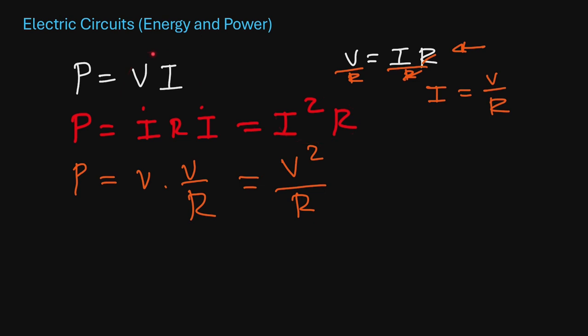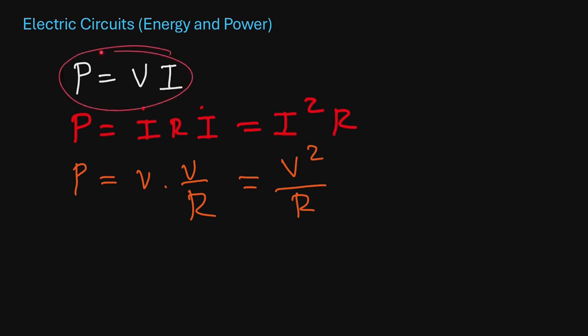So if you have voltage and current, you can use this equation to determine the power. But if you have current and resistance, you can use this one. And lastly, if you have voltage and resistance, you can use this one.